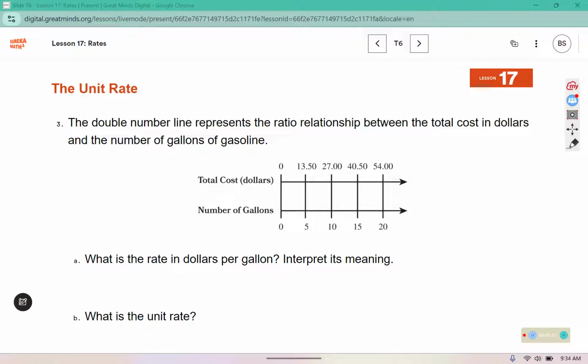The double number line represents the ratio relationship between the total cost in dollars and the number of gallons of gasoline. What is the rate in dollars per gallon? The way that they write this tells us the order in which we divide. So this is dollars divided by gallons. So we're going to take the dollars and divide by the gallons.